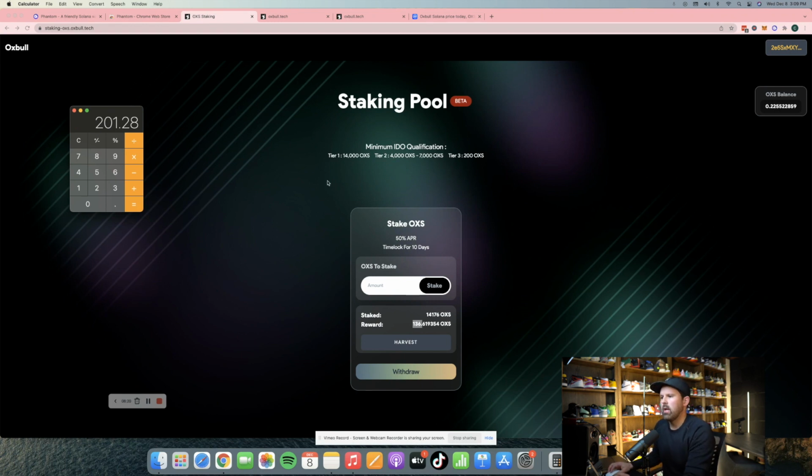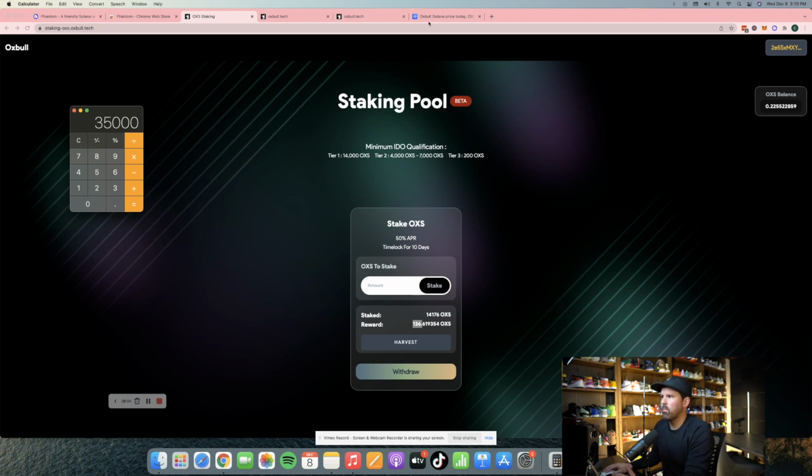And so if the price goes up on our 14,000 OXS, let's say it goes up to $2 or $5, then we have the 14,000. So let's say it goes up to 2.5, now it's at 35,000 in value, and we only invested 20,000, for example. So it can be a good thing.